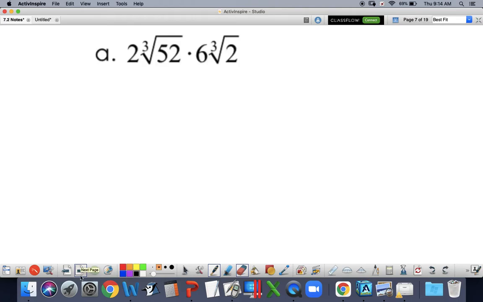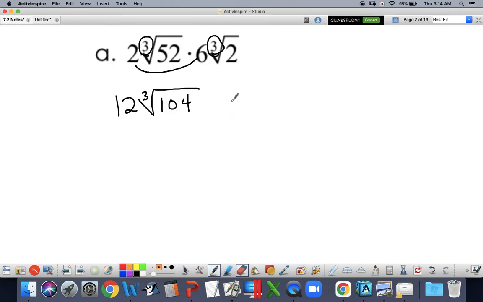So let's look at our first example here. Notice I have the exact same index number. That's very important. Because I do, I simply multiply my outside numbers. I keep my index number as is. It does not change. And then I multiply my insides, or my radicands. So I get 12 times the cubed root of 104. Not so bad, right? Multiplying is not so bad.